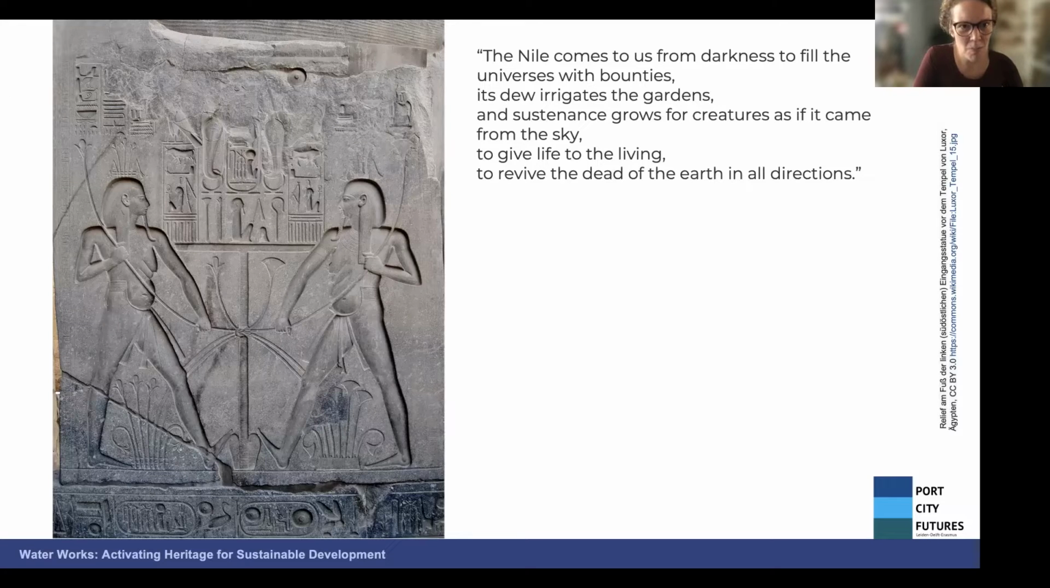These festivals had these poems that the Nile comes from the darkness. It irrigates. It gives sustenance. It is really a matter of life and death.